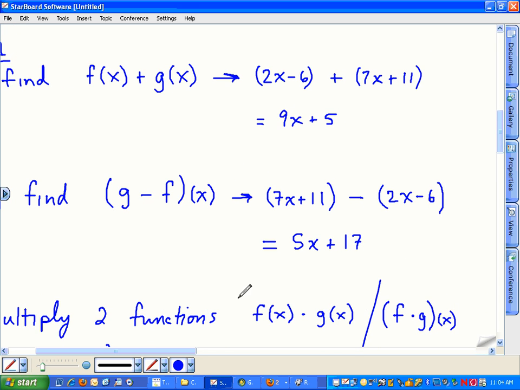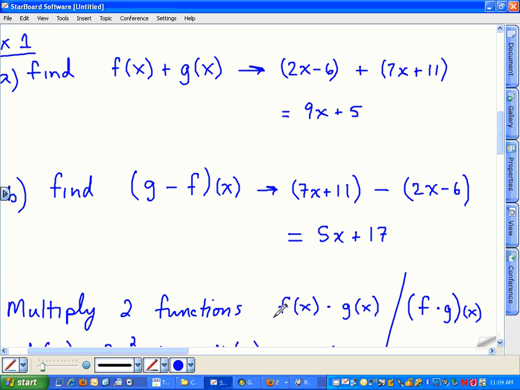Now, multiplication can be written two ways, just like addition can be written two ways. So I want you to write both of these notations down so you can be familiar with them. They may ask you to find f of x times g of x, or they may ask you to find f times g. That means the same thing.